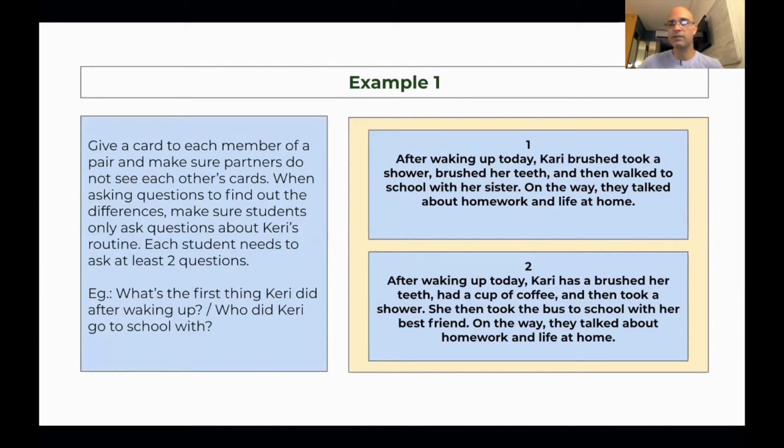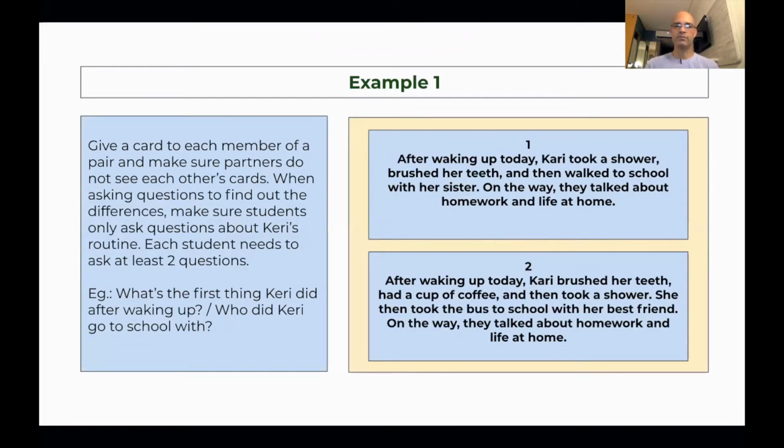So let's read the cards and see how different they are. Number 1. After waking up today, Carrie took a shower, brushed her teeth, and then walked to school with her sister. On the way, they talked about homework and life at home. Number 2. After waking up today, Carrie brushed her teeth, had a cup of coffee, and then took a shower. She then took the bus to school with her best friend. On the way, they talked about homework and life at home. Again, there's information that is the same, there's information that's different.